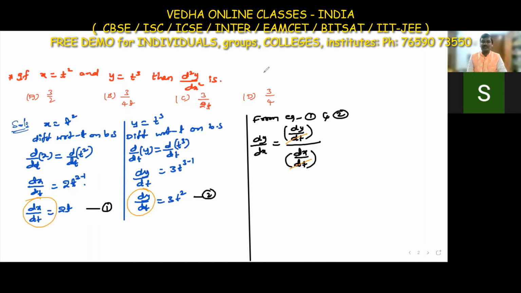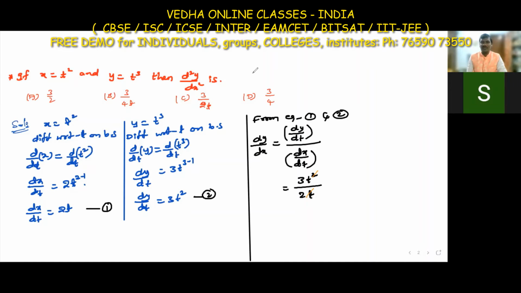So we'll substitute now. If we substitute those values, dy by dt is 3t square, divided by dx by dt, which is 2t. In this, is anything possible to cancel? One t gets cancelled.